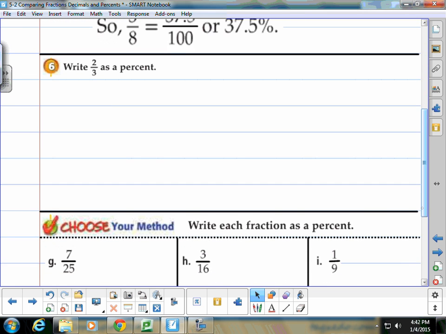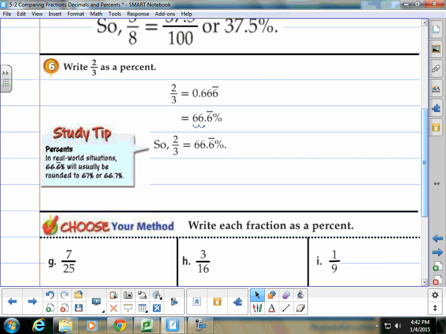So you can give this one a try. 2/3 as a percent. So 2/3 I know is the same as 0.6 repeating. So I'm going to move my decimal 2 to the right, multiplying by 100 to get to a percent. And so if I were to round this up, that 66.6 repeating is going to round to 67 or 66 and 7/10 repeating. Because in real world situations, it continues to go on and on.